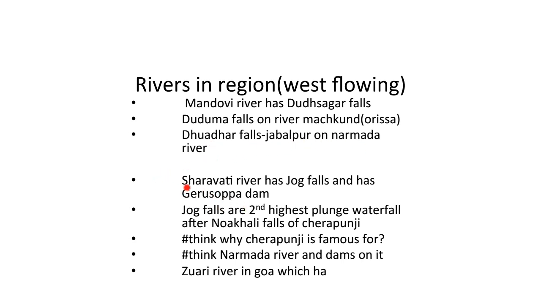Now here comes one more important west flowing river called Sharavati. This is found in the Karnataka region. Here you have the Jog Falls, and this is the second highest plunge falls. The first highest plunge falls is found near the Cherrapunji region, that is called Noakhali. The spelling is mistaken, you can check it out there.